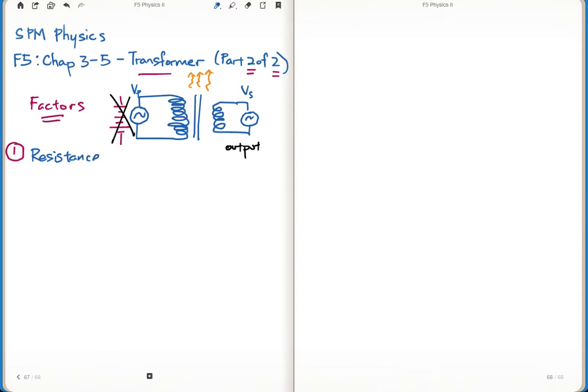Now you should have your reference text to help you read. Resistance of coil is the first factor. In order for you to reduce this energy loss as heat energy, the resistance of the coil has to be reduced. One way to do that is to use a thick copper wire.